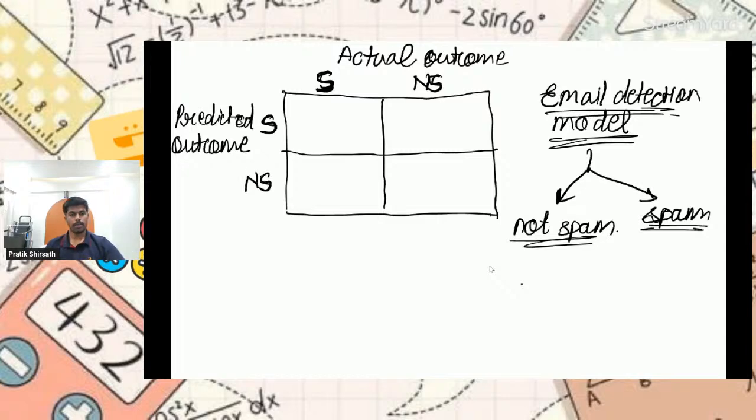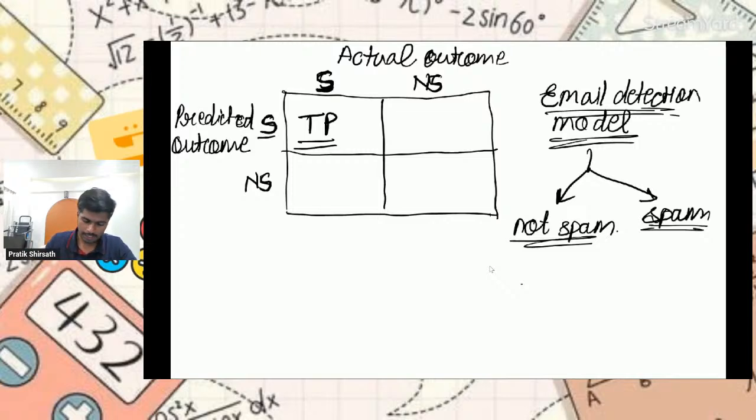Simple. Now, when the model predicts that an email is spam and in actual the email is spam, then we say it is a true positive. That is true positive. It is correct. The prediction that is made by the model is correct.